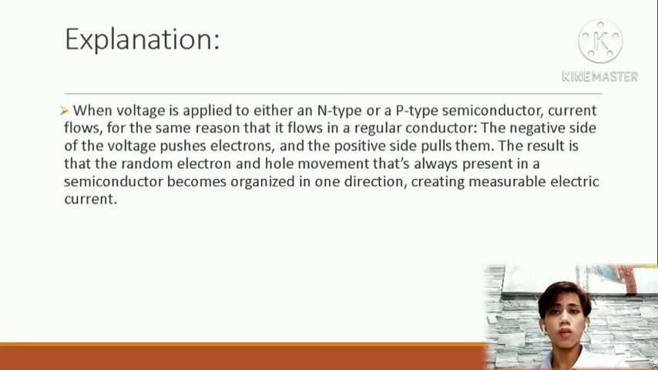current flows for the same reason that it flows in a regular conductor. The negative side of the voltage pushes electrons and the positive side pulls them. The result is that the random electron and hole movement that's always present in the conductor becomes organized in one direction, creating a measurable electric current.